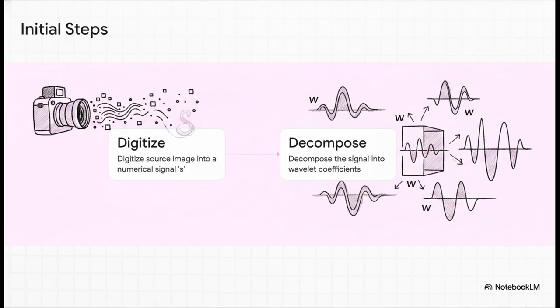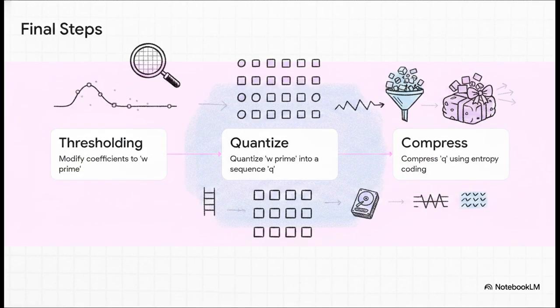First up, we digitize the source image into a numerical signal, which we're going to call S. Once we have that numerical signal, the encoder decomposes it into those specialized wavelet coefficients we've been talking so much about. We'll represent those here with the letter W. From there, the system applies something called thresholding to modify those coefficients from W into a much more refined state, which we'll call W'. We then quantize W prime into a sequence labeled Q. And finally, we compress Q using entropy coding to create sequence E. That sequence E right there, that is your final, highly compressed image file.